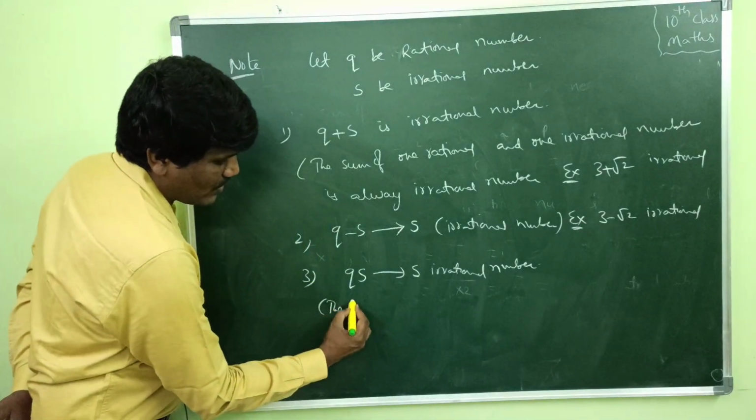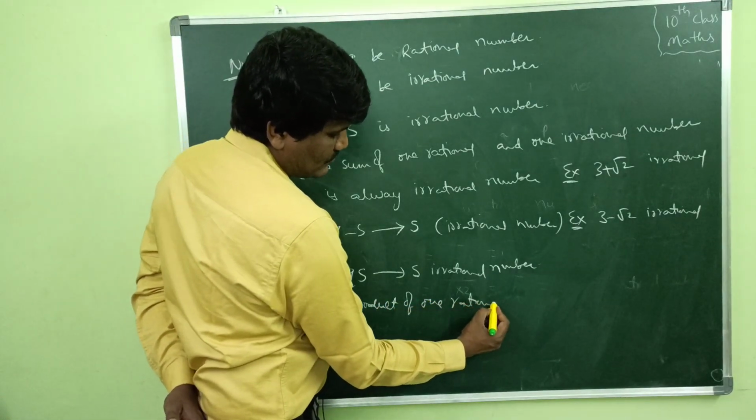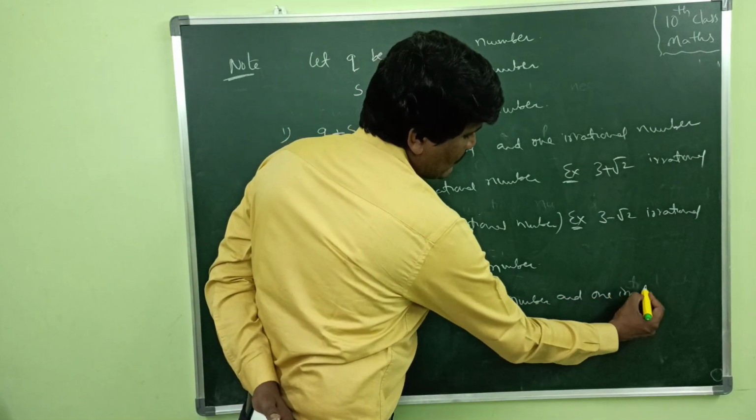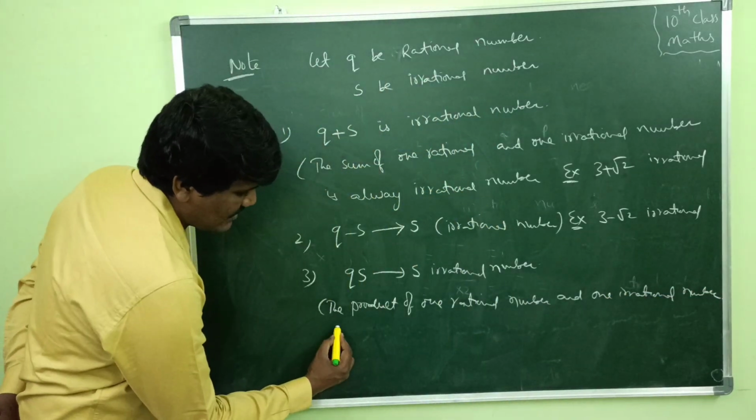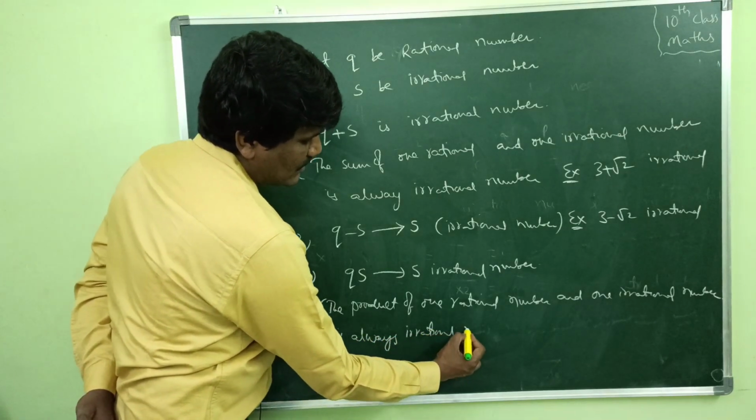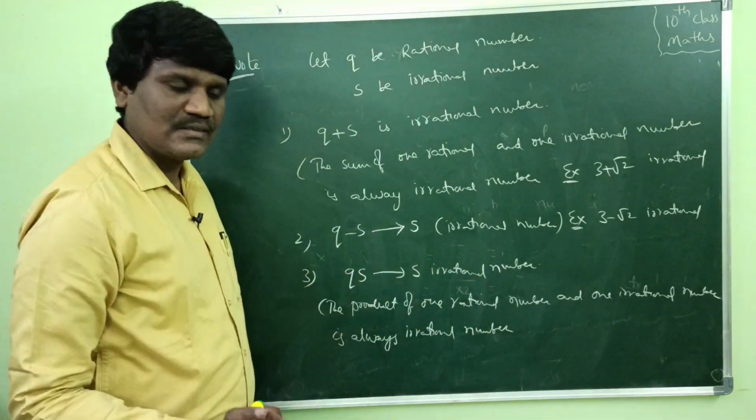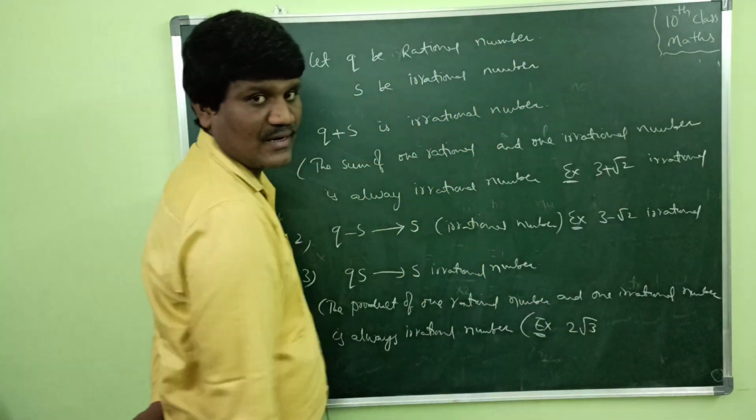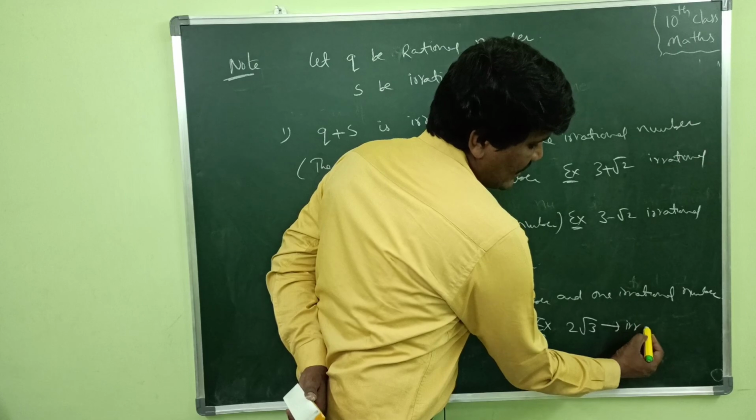We write it: the product of one rational number and one irrational number is always an irrational number. So the product of one rational and one irrational number is always irrational. If I take an example, I can write 2 root 3 is an irrational number: 2 is rational and root 3 is irrational, so 2 root 3 is irrational.